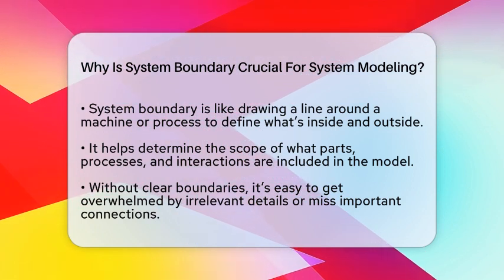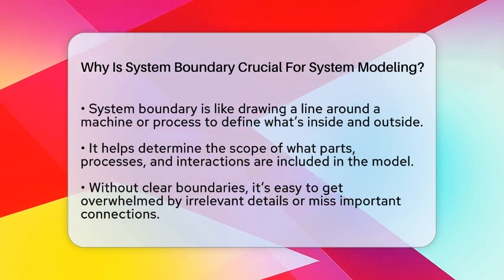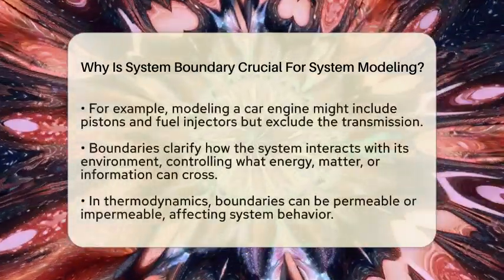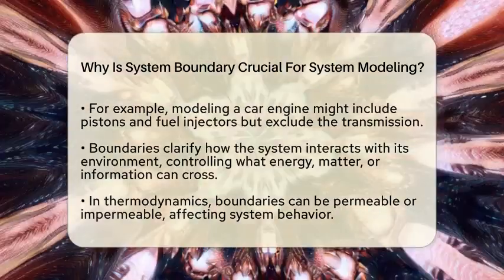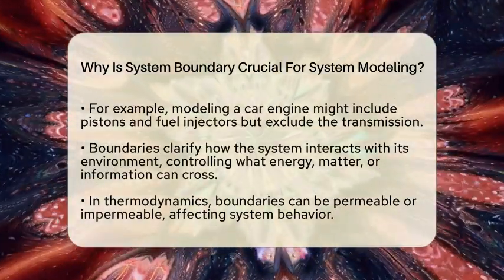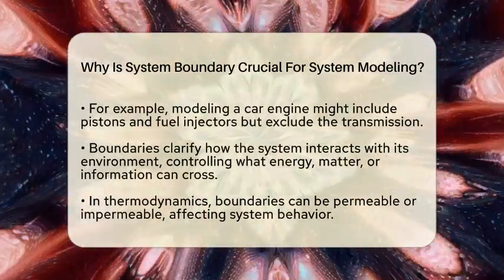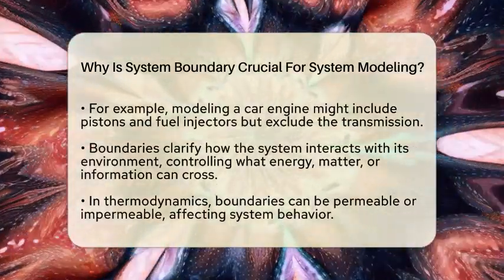For example, when modeling a car engine, the boundary might include pistons, valves, and fuel injectors. But it might exclude the transmission or the vehicle's body, even though they are connected. This focus helps us analyze how the engine works without being overwhelmed by everything else.